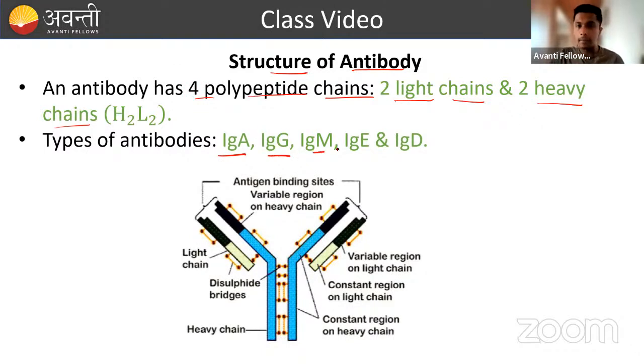IgG, IgM, IgE, and IgD are certain types of antibodies. For example, if you talk about human milk, when we studied in the chapter on human reproduction the importance of mother's milk in the initial days after delivery, after parturition, that the mother has to give the milk to the baby. Why? Because it is rich in IgA. It gives the ability for the baby to defend itself.